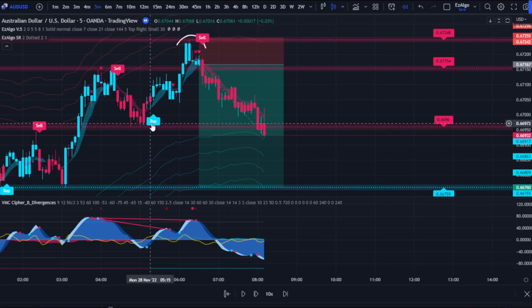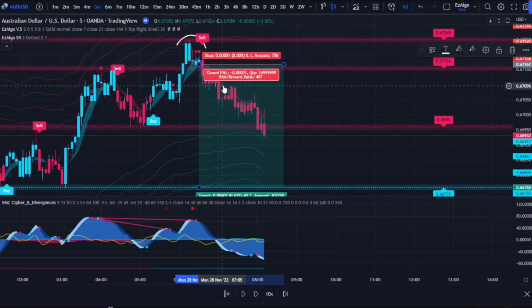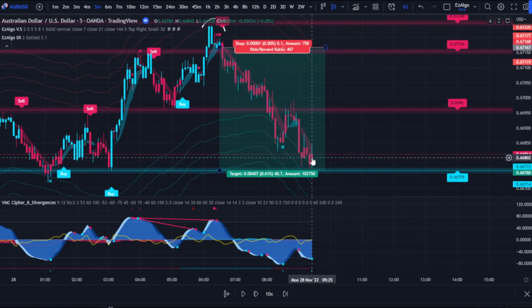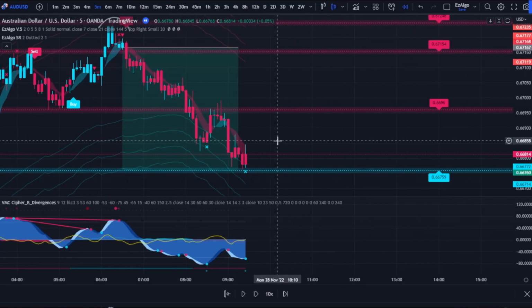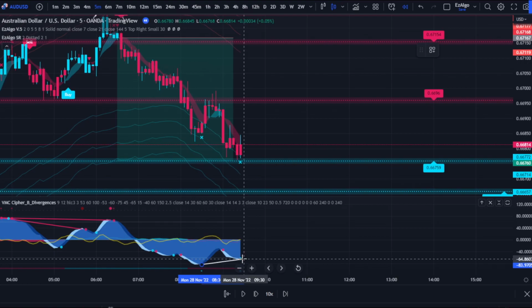And we hit that EzAlgo support level. You may think about taking some profit here and moving your stop loss to break even at this point. And there we have it. We hit our support zone, which would be our final take profit. And you can actually see we're forming another bullish divergence here at the support level, right?